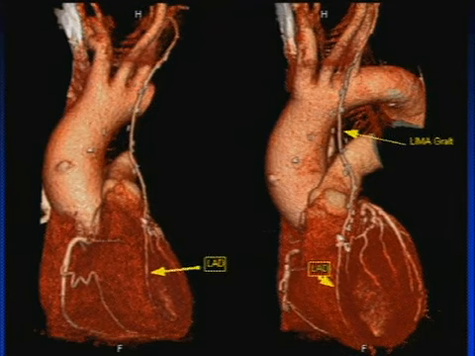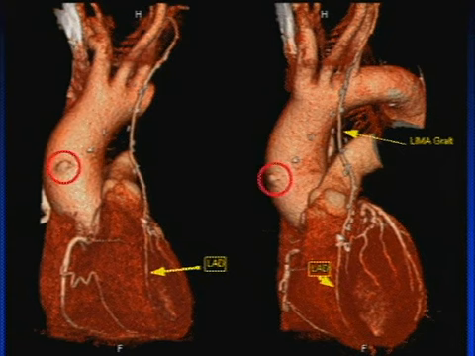Coronary CT angiography is an excellent way to look at bypass grafts. This is a patient who has a patent LIMA graft anastomosed to the distal LAD. And in addition to the patent graft, we can see this nubbin of what was left of an occluded saphenous graft.